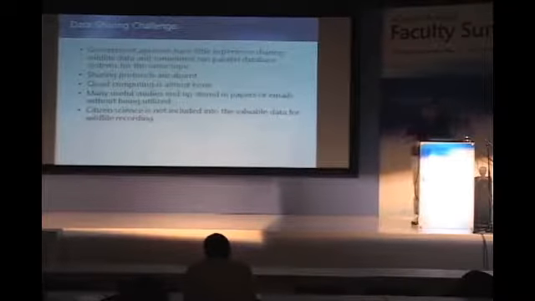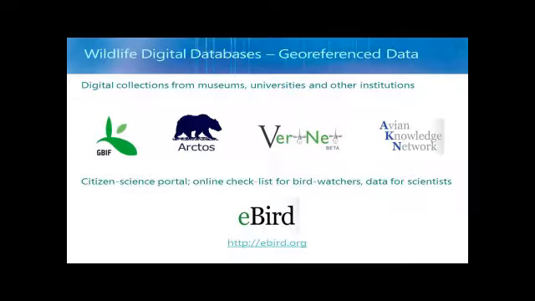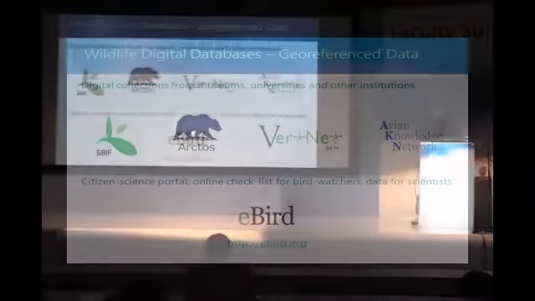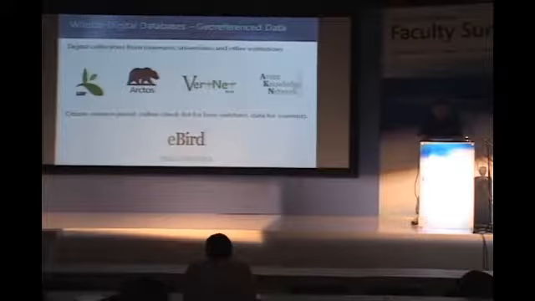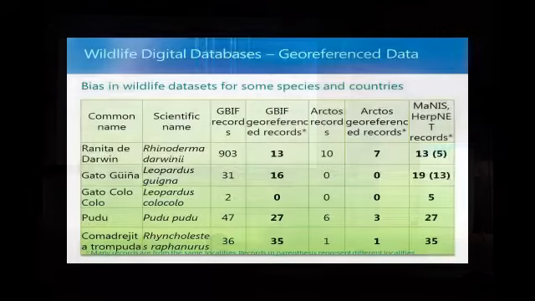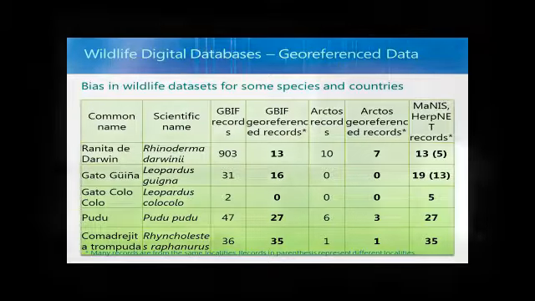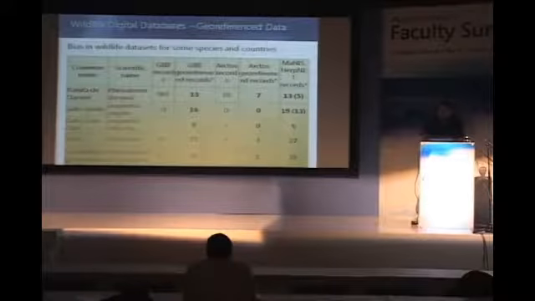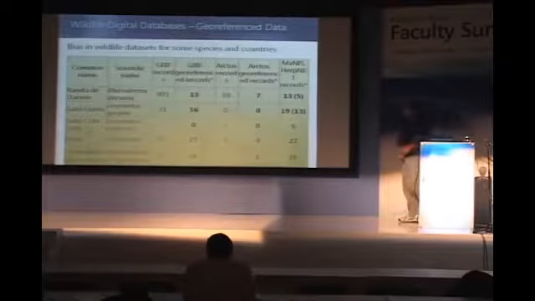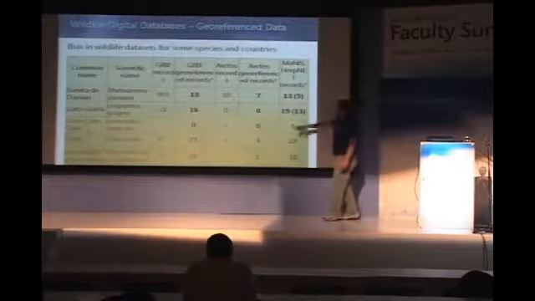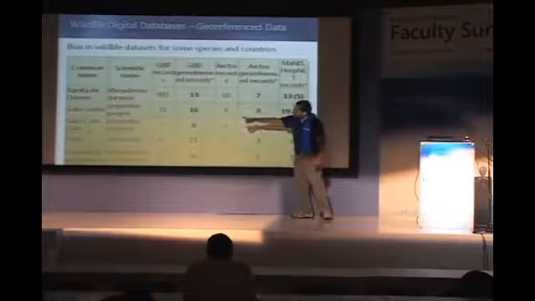Therefore, we think that citizen science should be included to provide valuable data for wildlife recording. There are some international databases about wildlife that use georeferenced data. Some of them are very useful around the world, but particularly we detected in Chile that, for example, 5 species of our wildlife that are endangered have little, almost no information, just a few records of their distribution around Chile.